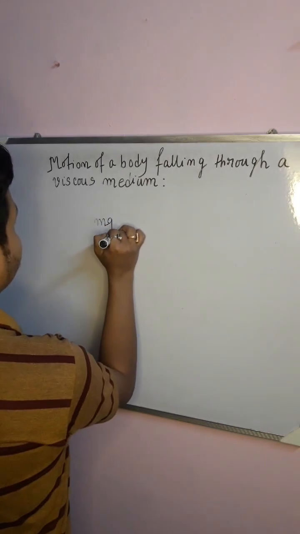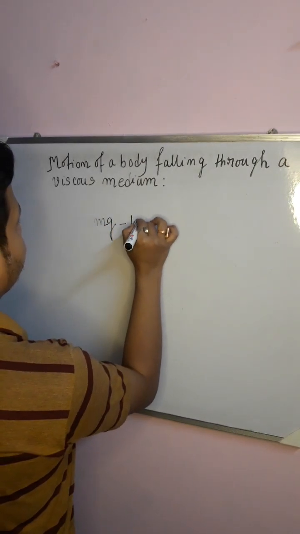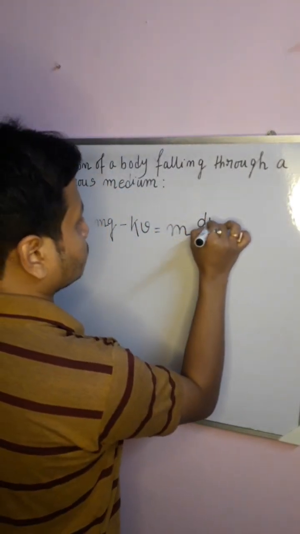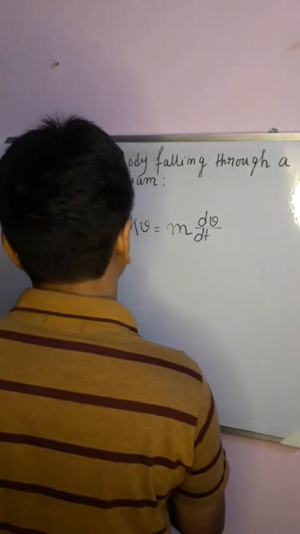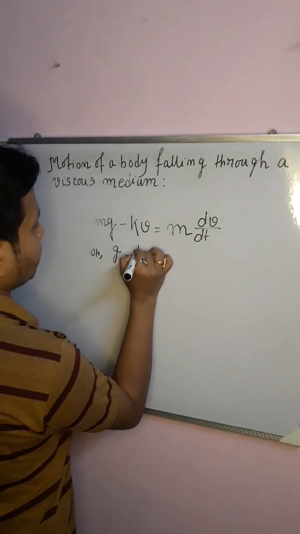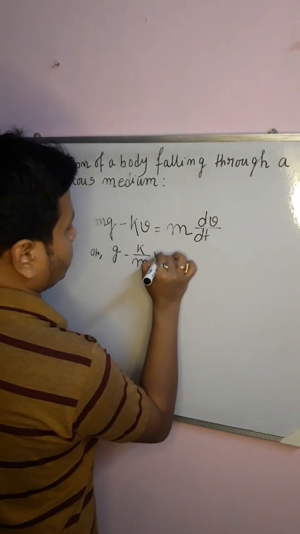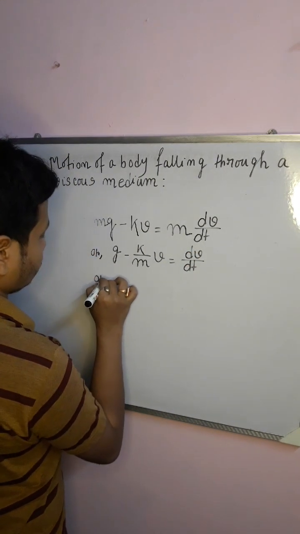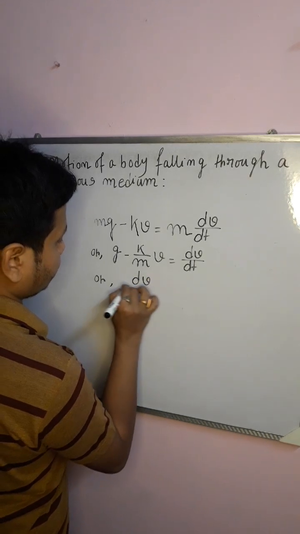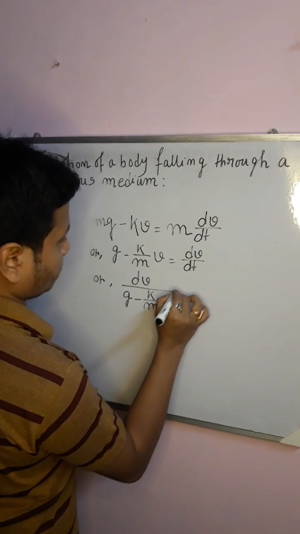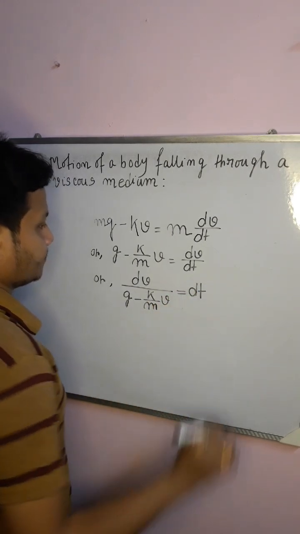Now the downward force is mg, and the viscous force is kv, and we can write this as m d2h/dt2, that is, m dv/dt. If we divide this equation by m, we get g minus k by m into v equals dv/dt. Just rearrange it: dv divided by (g minus k by m into v) equals dt.